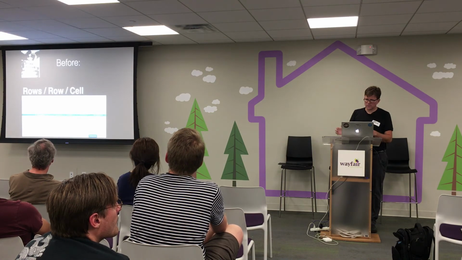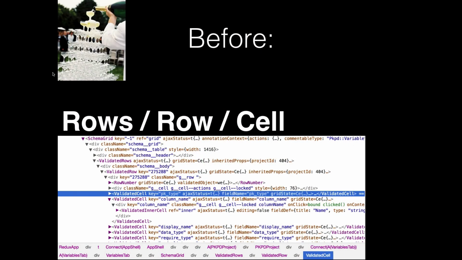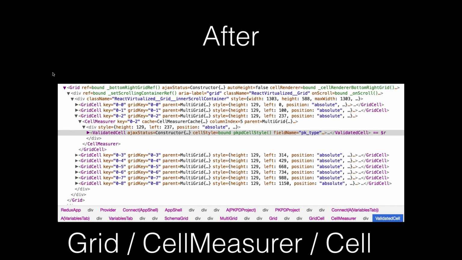So previously, the structure was your typical top-down, left-to-right decomposition. So you'd have rows, each row has the cells, and it marches top-down, left-to-right. Afterwards, the grid has a cell measurer and a cell, because things are virtualized horizontally as well. There's no concept of a row here anymore. It's just cells with XY coordinates. And most of the code in the test stayed the same because the logic was in the MobX, but we had a lot of styling changes, which kept the designer busy getting everything working.